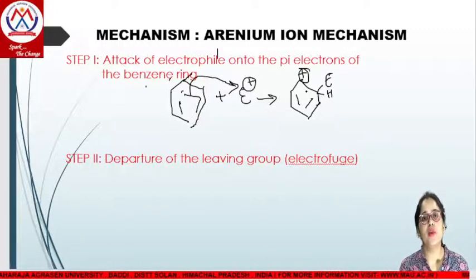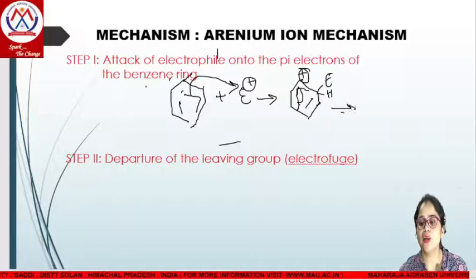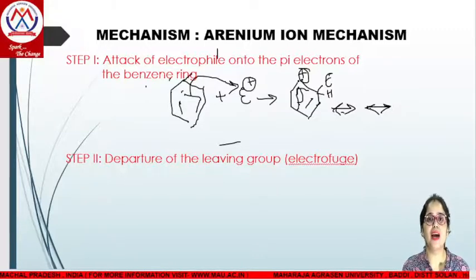And one very important thing of this intermediate is that it can be stabilized. How? These pi electrons of the benzene ring can cause stabilization of this positive charge. So in continuation to this structure, we can draw more resonating structures also where this positive charge can get stabilized by the pi electrons of the system. So the first step is the attack of the electrophile onto the pi electrons of the benzene ring.